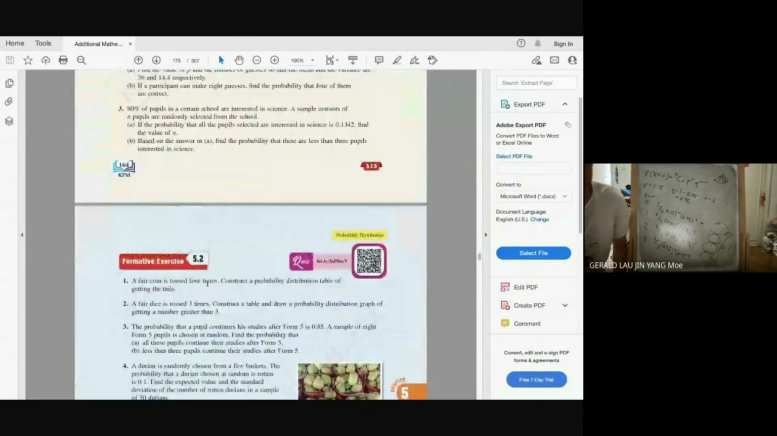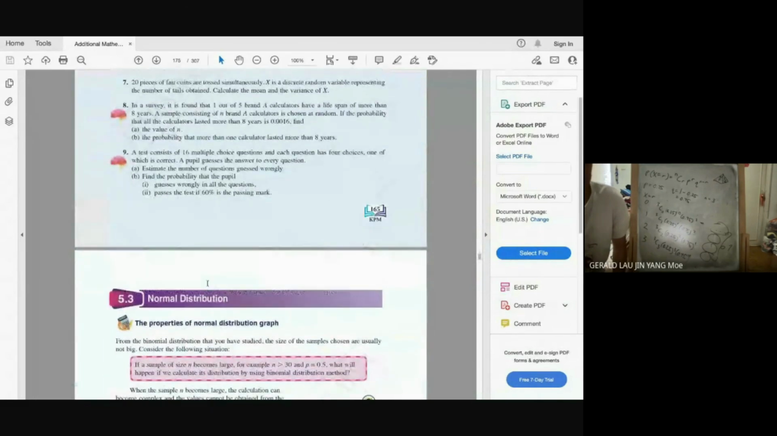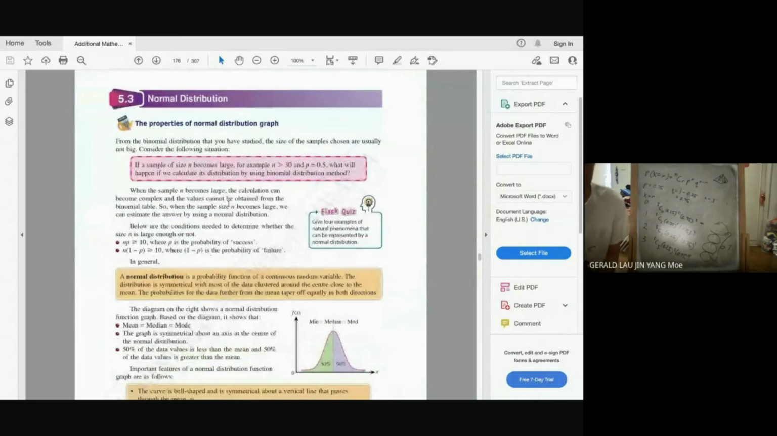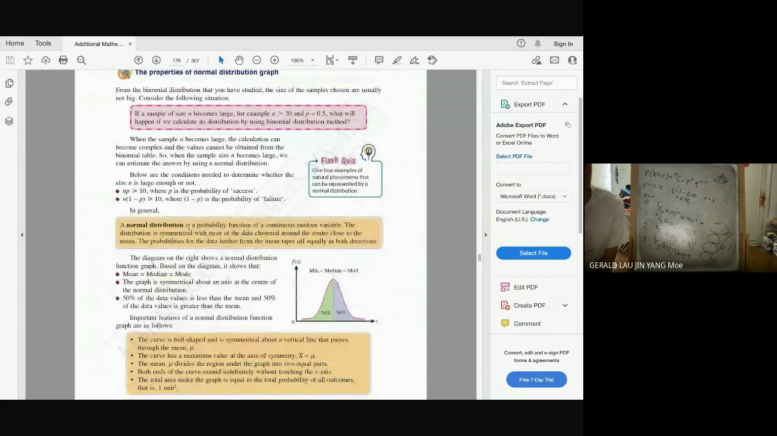Okay, now this is already one type of distribution, which is binomial distribution. Now we look at a little bit harder one, which is normal distribution, because this is continuous. So what does it mean? A normal distribution is a probability function of a continuous random variable. The distribution is symmetrical with most of the data clustered around the center close to the mean. The probability for data further from the mean tapers off equally in both directions.